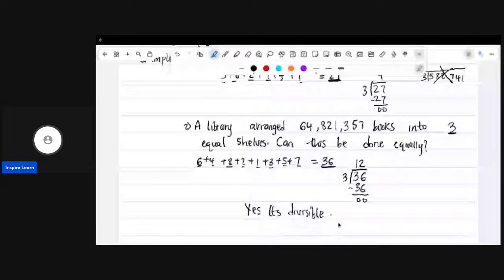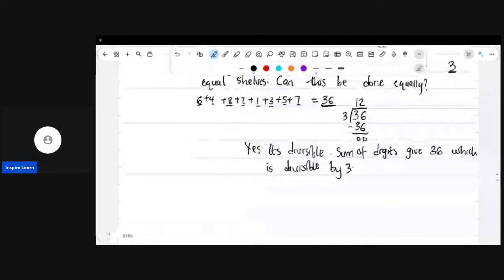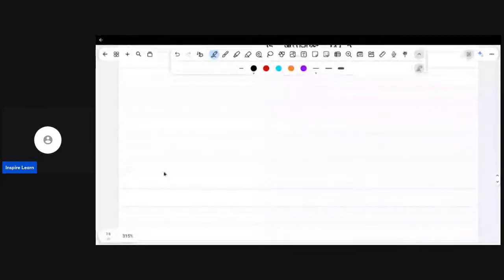Why is it divisible? We say that what? The sum of digits give 36, which is what? Which is divisible by 3. So remember to write this. It is very important.